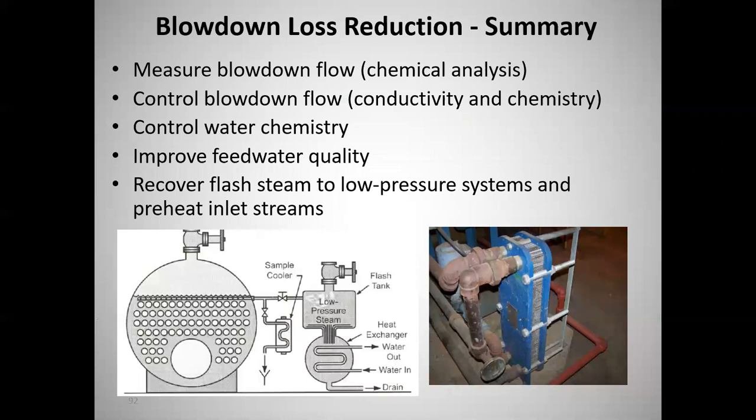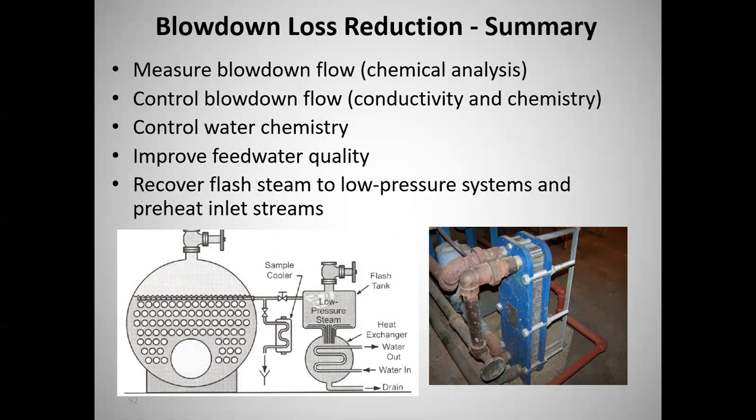Okay, so here's a summary of our blowdown loss discussion. We want to measure blowdown flow, and that's based on chemical analysis of the blowdown water and the boiler feed water going back into the boiler. We want to control blowdown flow. We would like to do it automatically, and that would be on the surface blow. The bottom blow, we just open the valve and throw that away for cleaning chunks of material out. But the surface blow really controls the boiler water quality, and we want to base that probably on electrical conductivity and also water chemistry, where we send it off to a lab and get good results back. So that's controlling water chemistry.